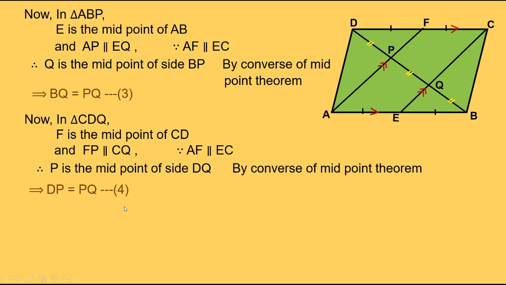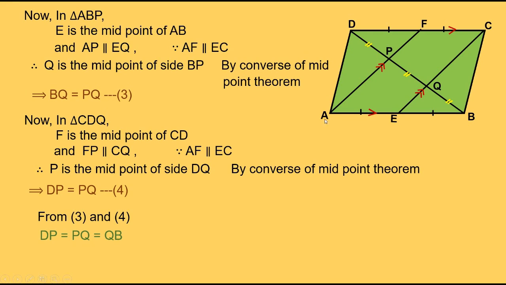From equation 3 and 4, DP is equal to PQ and PQ is in turn equal to BQ. So DP is equal to PQ is equal to QB. This implies line segments AF and EC trisect the diagonal BD. Now let's solve another problem.